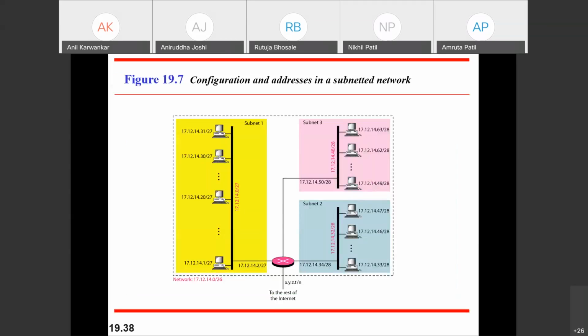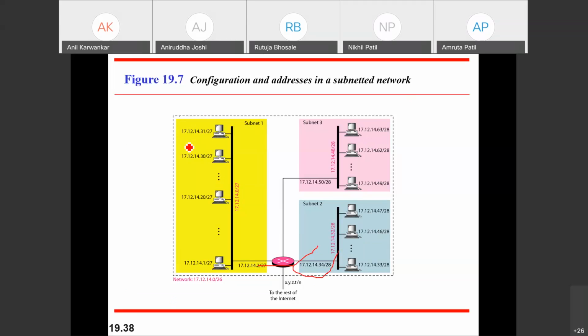Prefix and addresses. So one particular subnet will have IP addresses in the range 17.12.14.1 to 14.30, having the specific subnet mask of /27, which will give you the number of IP addresses. From there, it will be connected to the router. The next IP addresses will be available for the second network. This will be the third subnet.